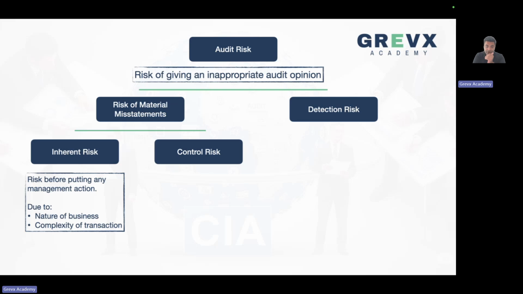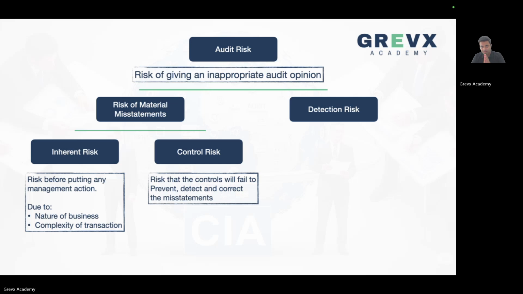Every company has a set of internal controls, right? Now, why does the company have controls? It might be to prevent something from happening. If it happens, the control should be able to detect. And once it detects, it should be able to correct it, right? That is why you have controls, right? So, what is a control risk? Risk that the controls will fail to do their job. Risk that the controls will fail to prevent, detect, and correct the misstatements. That is control risk, right?